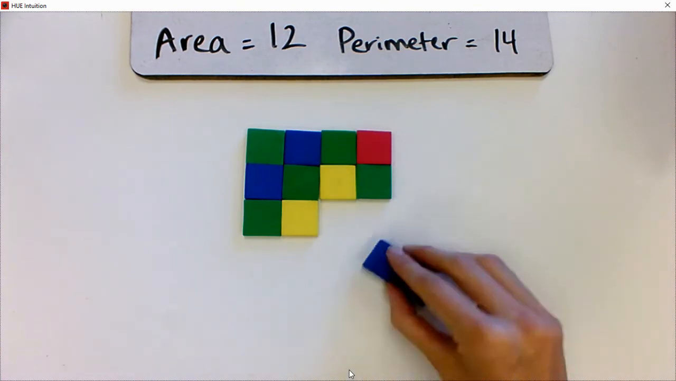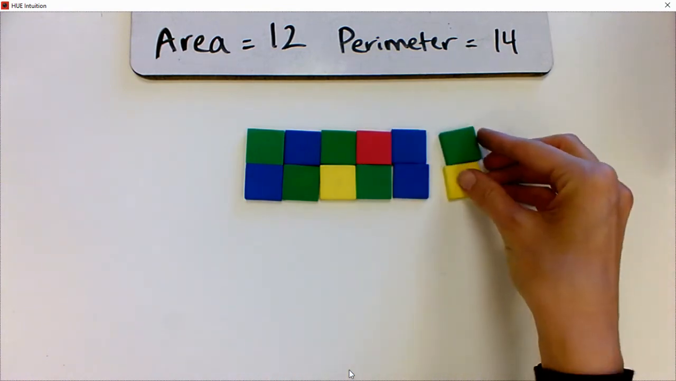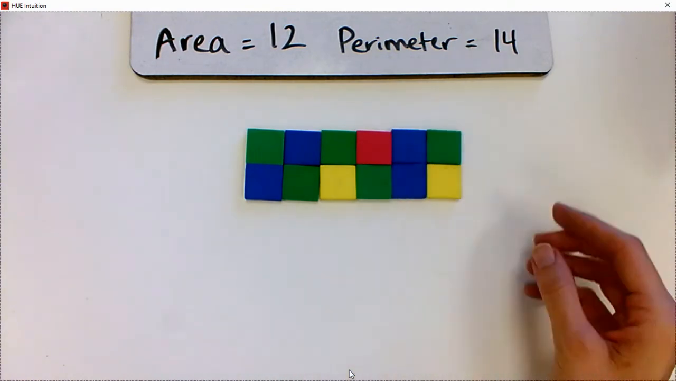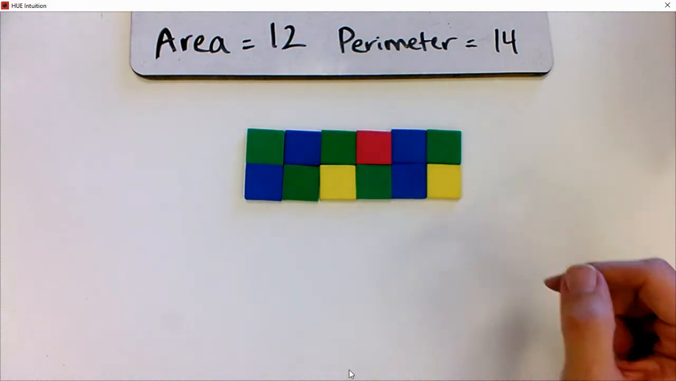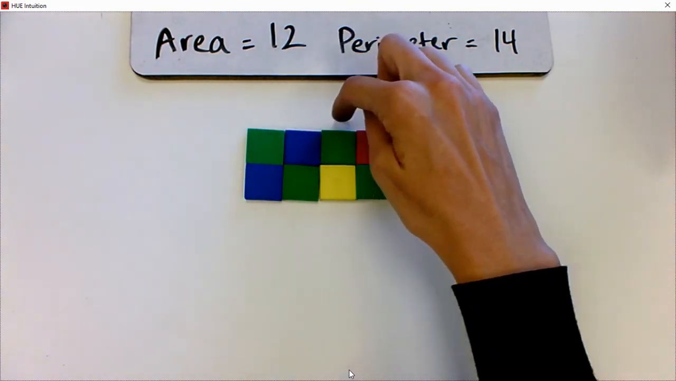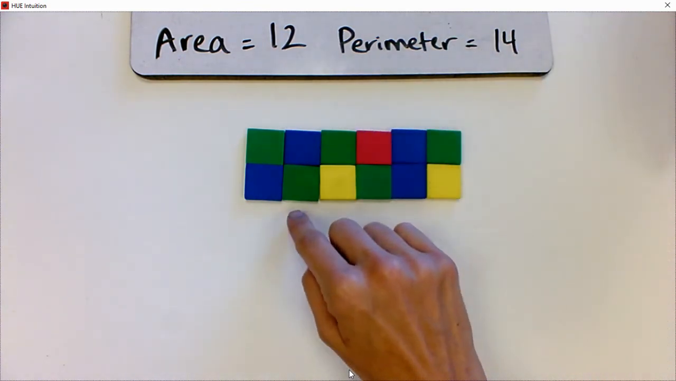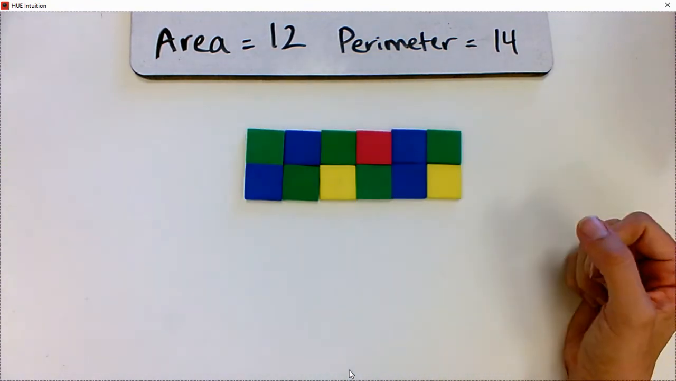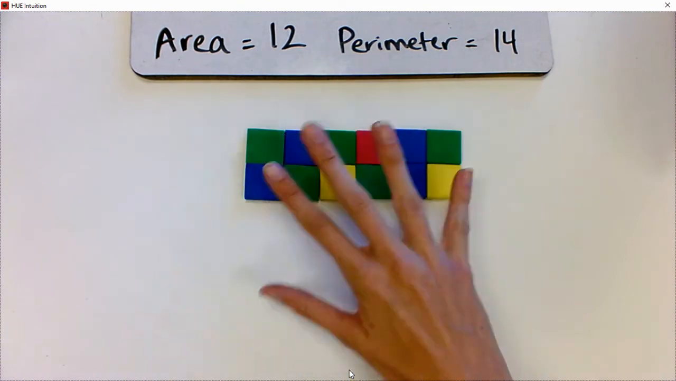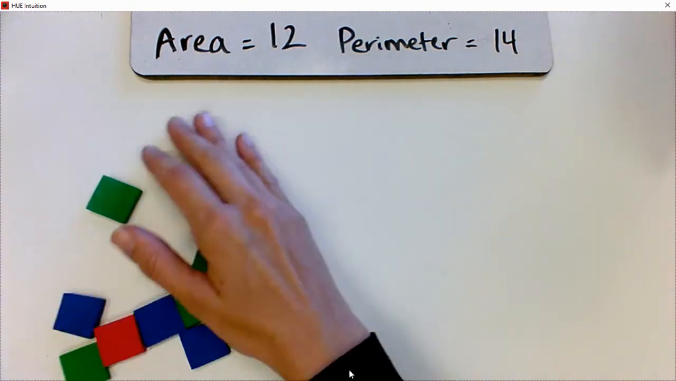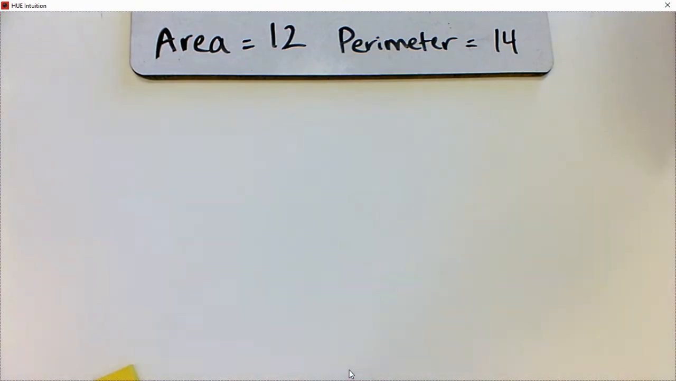If I had made a different rectangle out of my 12 tiles like this, the rectangle still has an area of 12 because it's made of 12 tiles. But let's check the perimeter on this one. 1, 2, 3, 4, 5, 6, 7, 8, 9, 10, 11, 12, 13, 14, 15, 16. This rectangle has a perimeter of 16, so this would not have worked. The first rectangle I made had an area of 12 and a perimeter of 14.